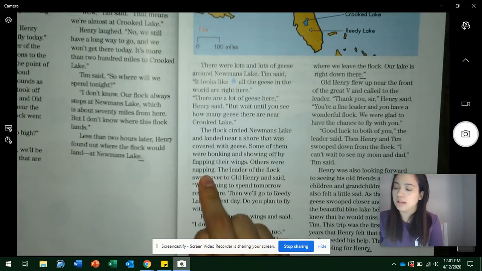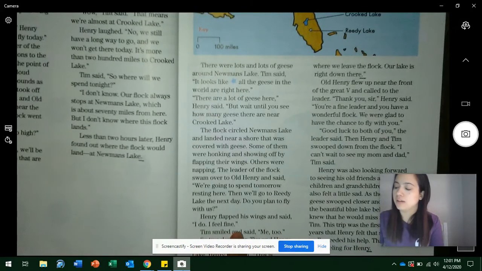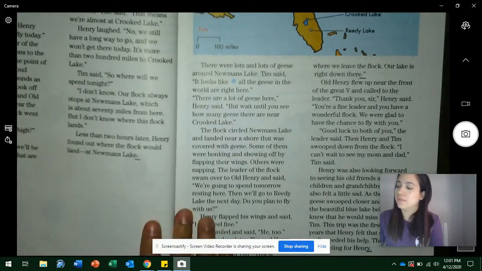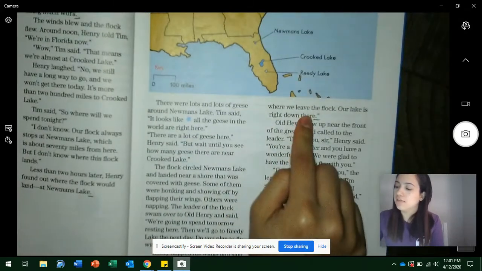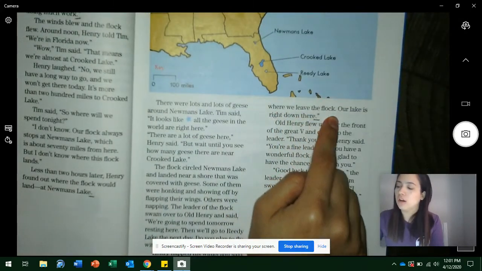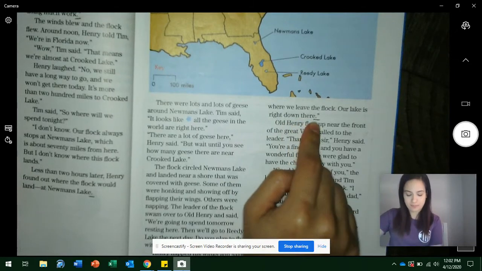Others were napping. The leader of the flock swam over to old Henry and said, "We're going to spend tomorrow resting here. Then we'll go to Reedy Lake the next day. Do you plan to fly with us?" Henry flapped his wings and said, "I do. I feel fine." Tim smiled and said, "Me too." So 2 days later, Tim and Henry were flying high above Crooked Lake. Henry told Tim, "This is where we're going to leave. This is where we leave the flock. Our lake is right down there."